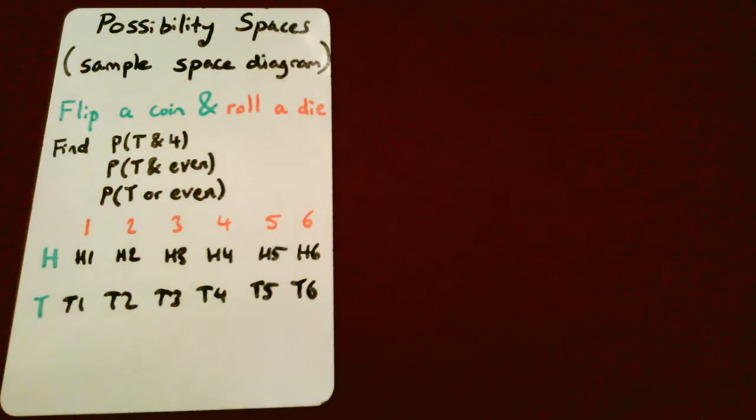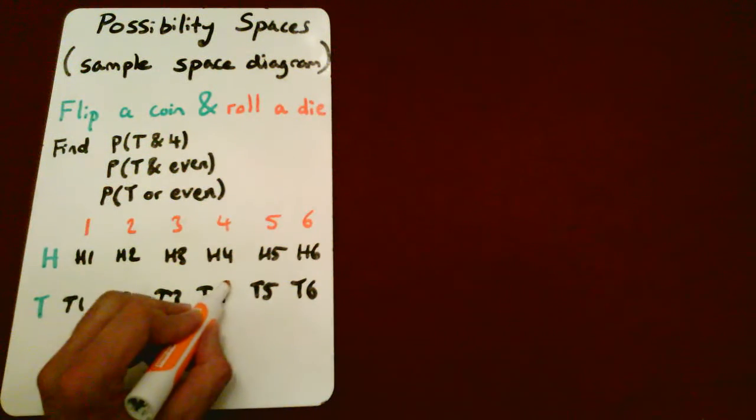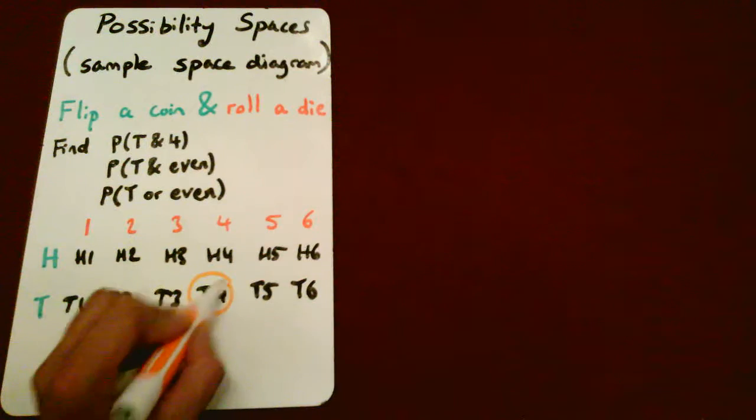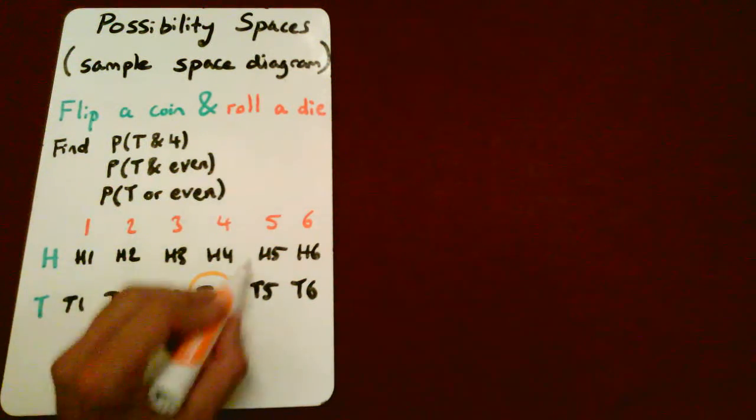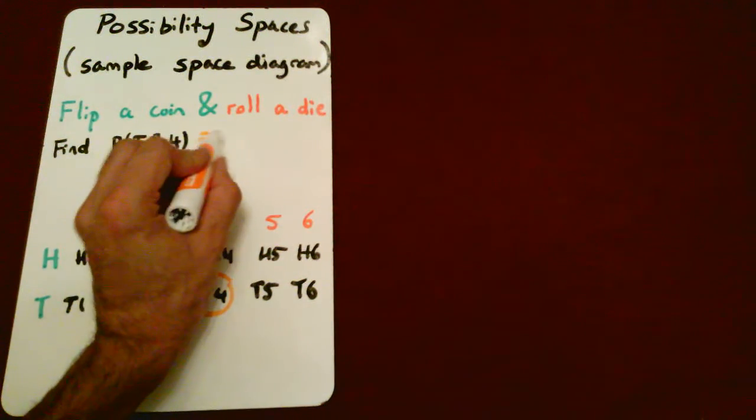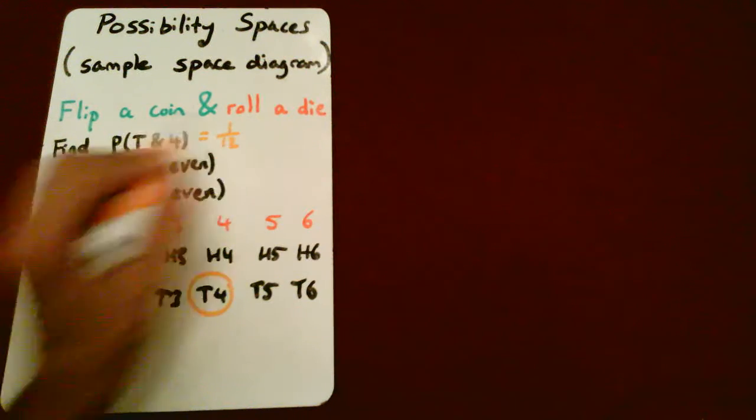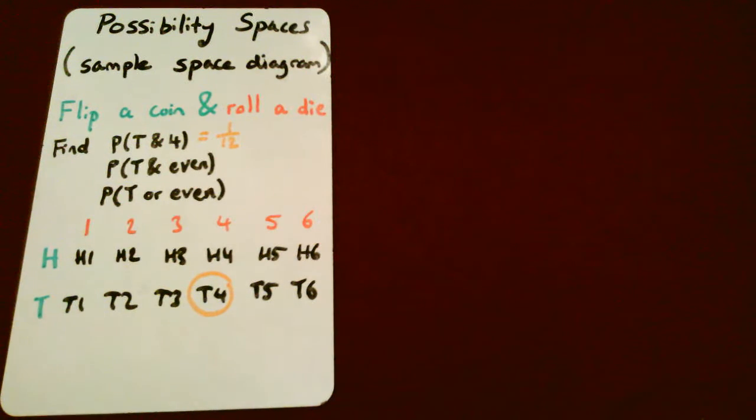So if I'm trying to find the probability of something occurring, the probability is that event out of the total number of possibilities. So if I'm looking for tails and a 4, the only possibility of getting tails and a 4 is 1 out of the 12 different combinations. So that is 1 out of 12.